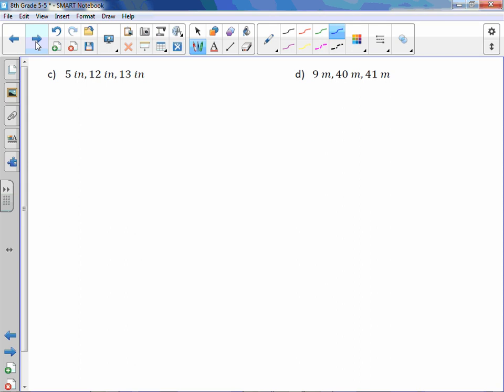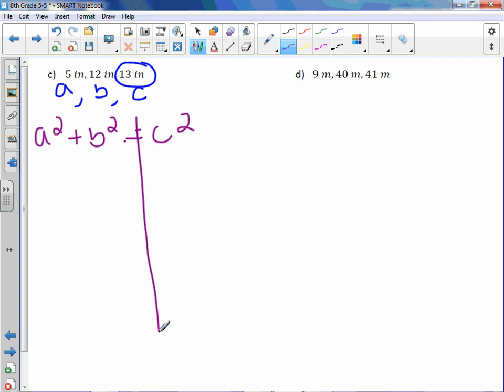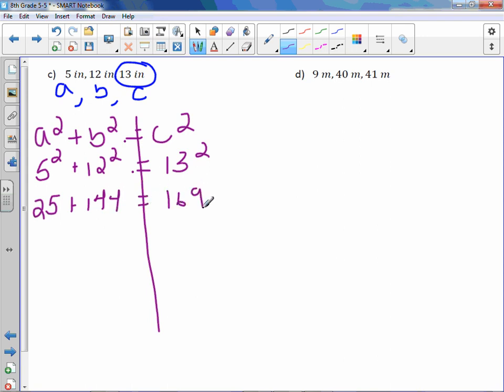Letter C. The longest side is our hypotenuse, and the other two don't matter. A squared plus B squared equals C squared. 5 squared plus 12 squared equals 13 squared. 25 plus 144 equals 169. Add the two on the left together. We get 169 equals 169. So this is a right triangle.